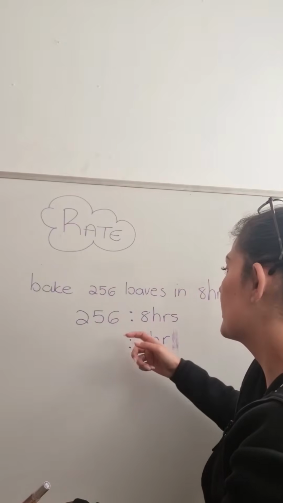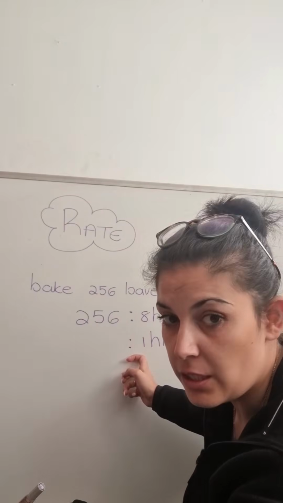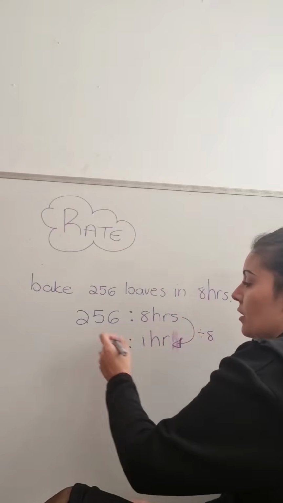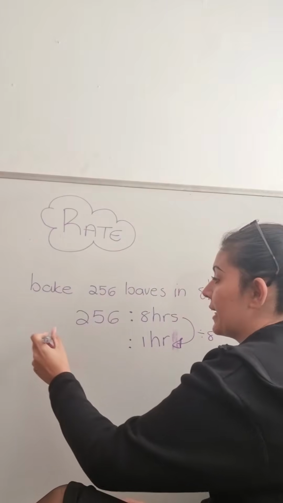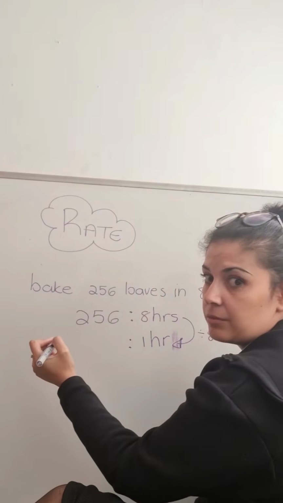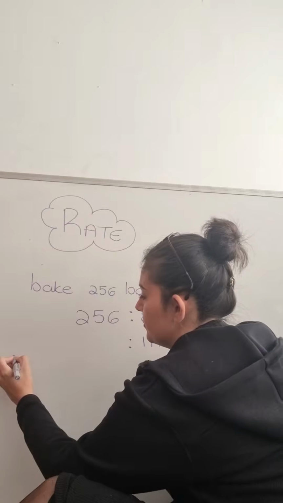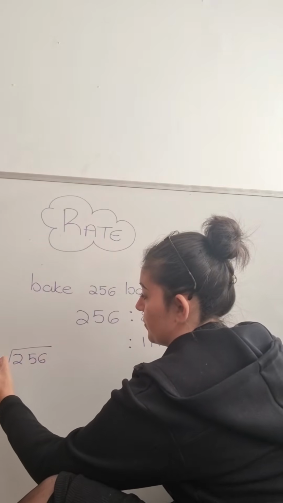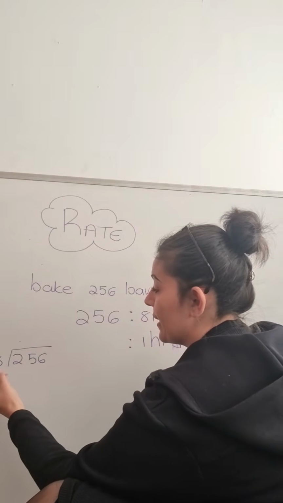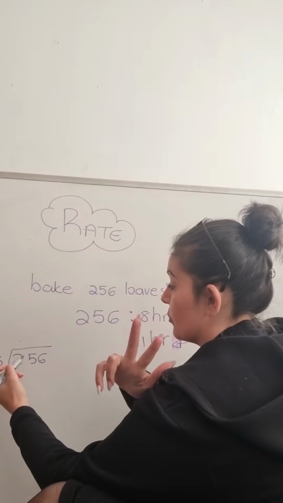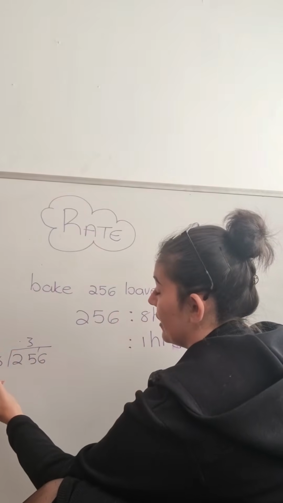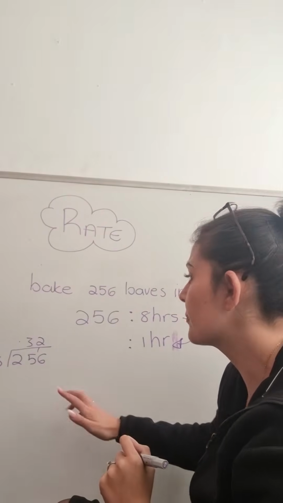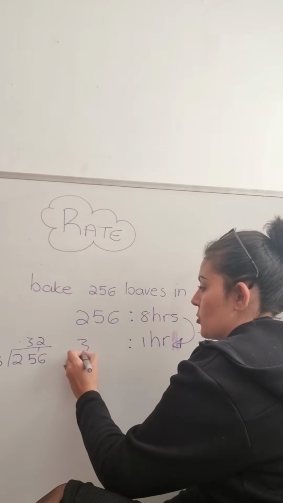Now, how do I go from 8 to 1? Remember, you can only times and divide. This way, you're going to divide by 8. So I'm going to take this number and divide it by 8. So if we do it on the side here, just so you can see. 8 can't go into 2. 8 can go into 25, 8, 16, 24, 3 times with a remainder of 1. And then 8 into 16 can go twice. So that gives me 32.